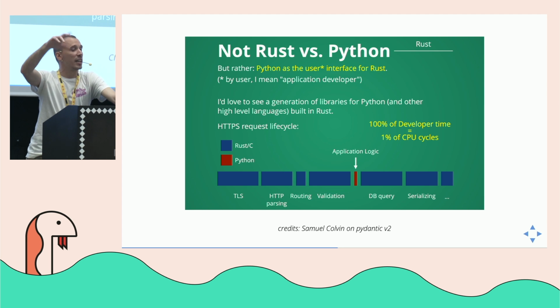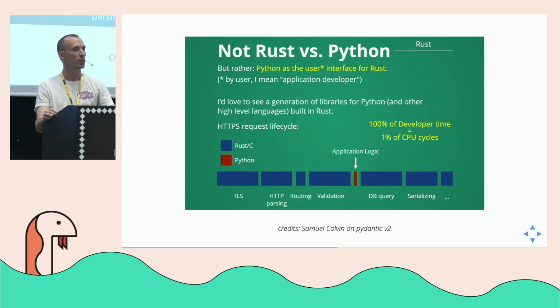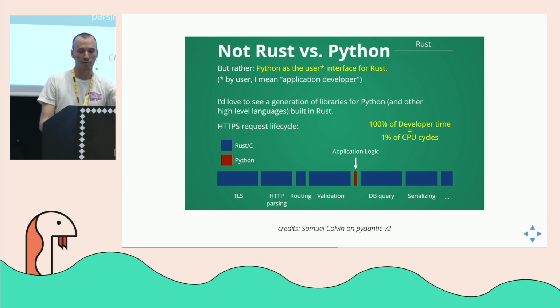But I also want to say it's not Rust versus Python. The whole thing is not about saying you should start writing Rust. It's more about, hey, just keep doing what you do. We just want to move some stuff into more performant code, keeping the amazing syntax of Python, the dynamism. It's just about making it faster.